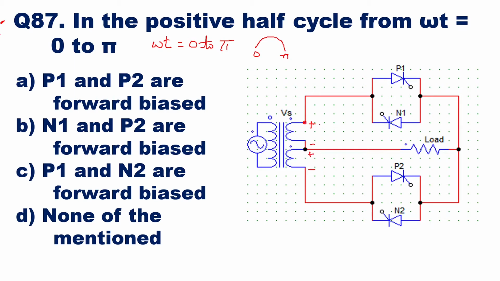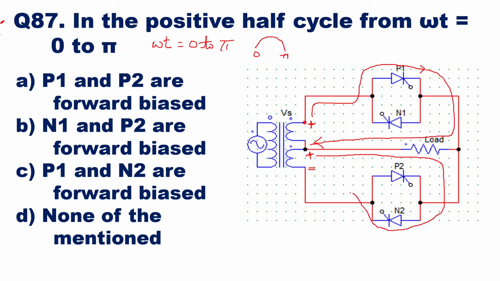Okay. So in this case, if the current starts from the higher potential, when it is flowing from here, P1 will be forward biased, and the current will go through the load to the negative point. Similarly, when you see the second part, this point is positive and this is negative, so current will flow from here, and N2 thyristor will be forward biased and it will go to this point. So which SCRs are conducting for the positive half cycle? The SCRs which are conducting are P1 and N2, which are forward biased.